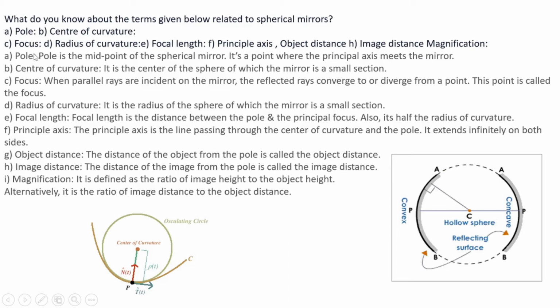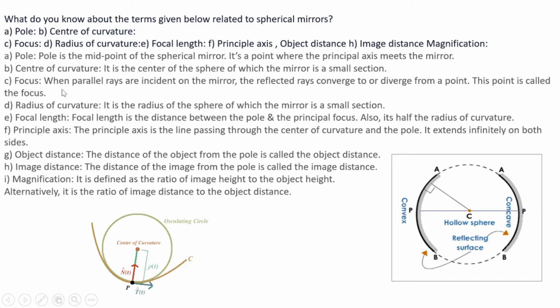What is the center of curvature? This is the center of curvature. It is the center of the sphere of which the mirror is a small section. Here, the mirror is only a small section of that sphere.